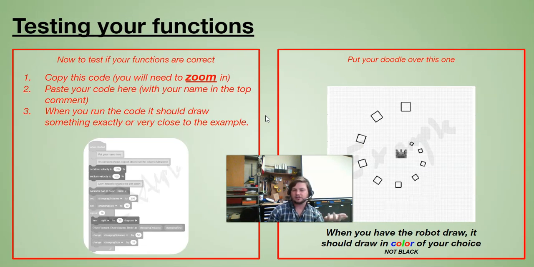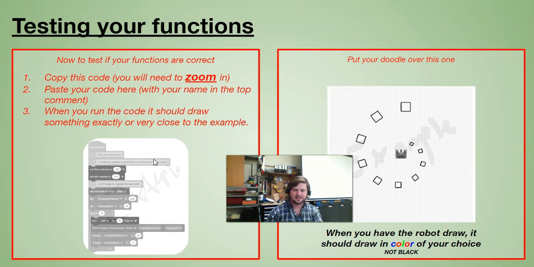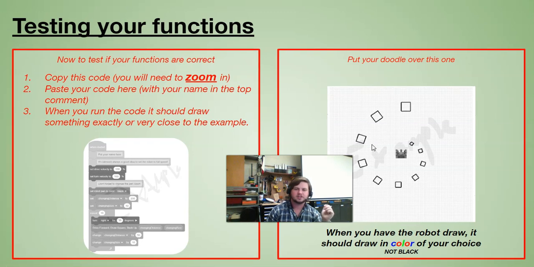For the final slide on this one, you're going to copy this code exactly. You can zoom in, make it bigger so you can see it, and run it. If you've done everything properly, it should pretty much look exactly like this. Give or take a tiny little difference here or there. But it's a nice, cool square spiral.